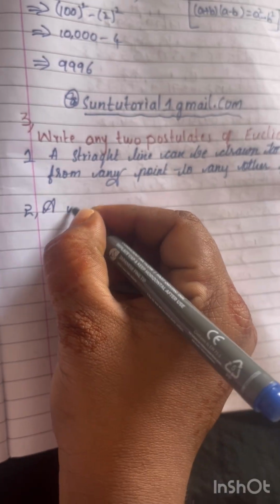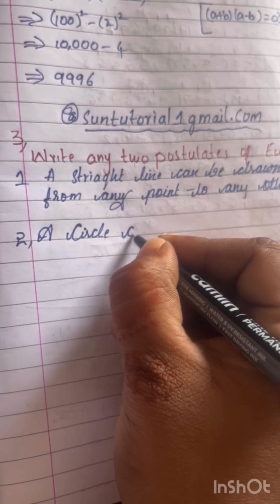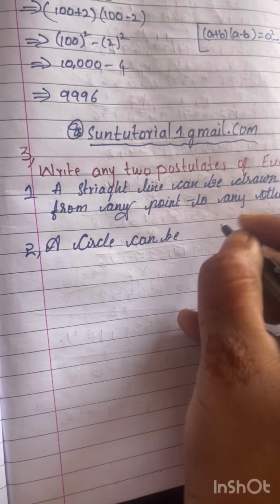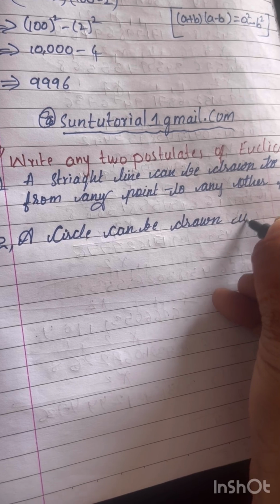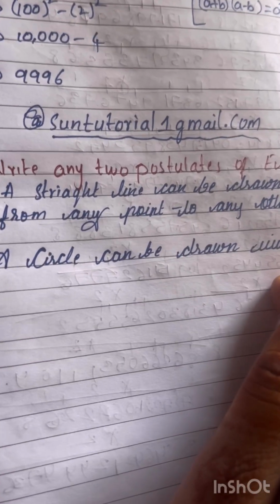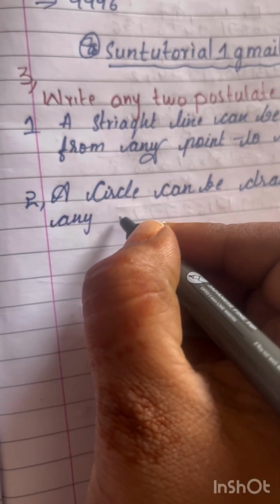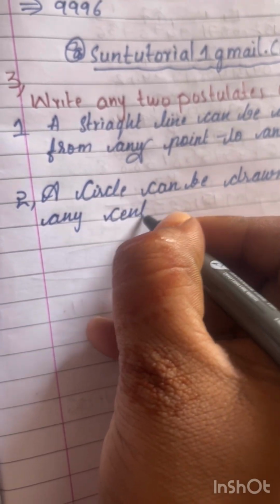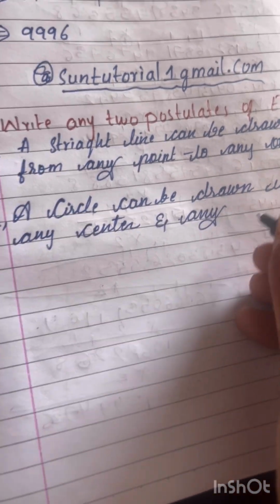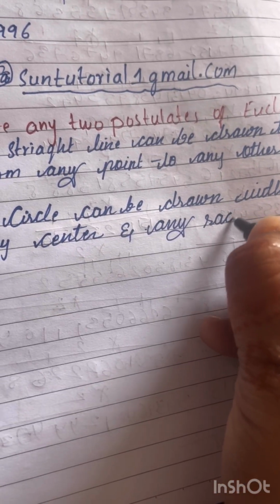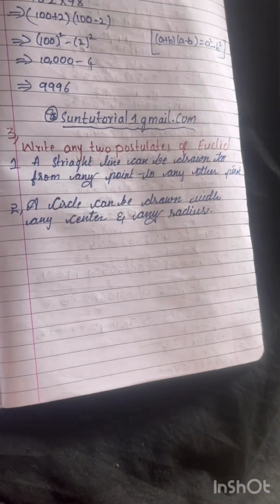A circle can be drawn with any center and with any radius. They asked two, so we are giving two, right? This is the third one. Fourth one.